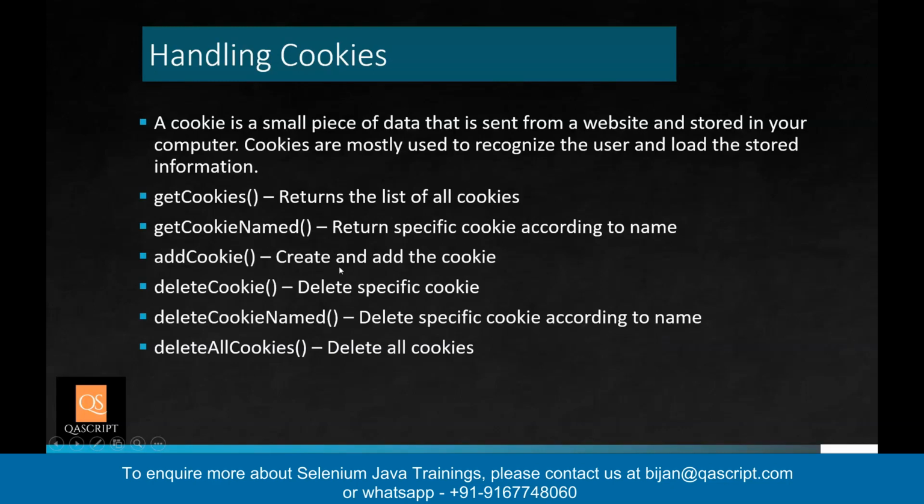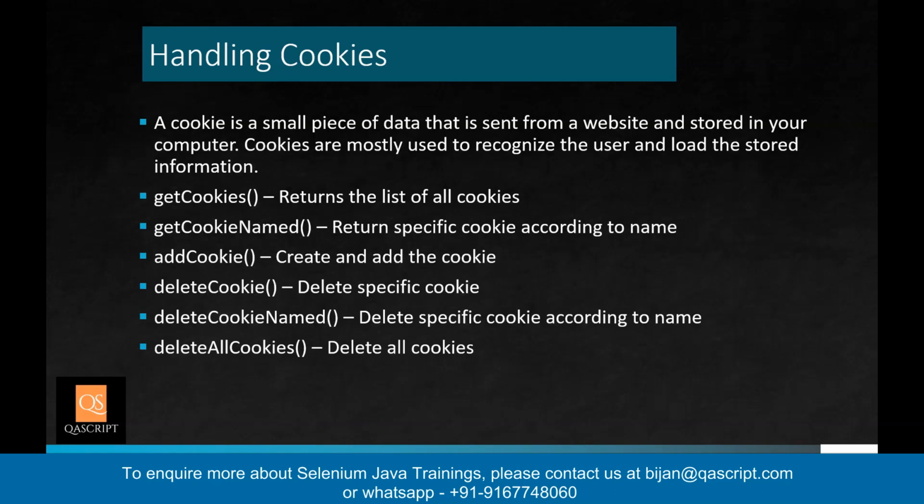Similarly, you can add your own cookie to your script. This is useful when you are trying to simulate some user behavior, where you want to store some information in the form of a cookie. In that case, you can use the add cookie method in Selenium to add your own cookie to the website. And then there is get cookies, which will return you the list of all the cookies which are present in that particular website.